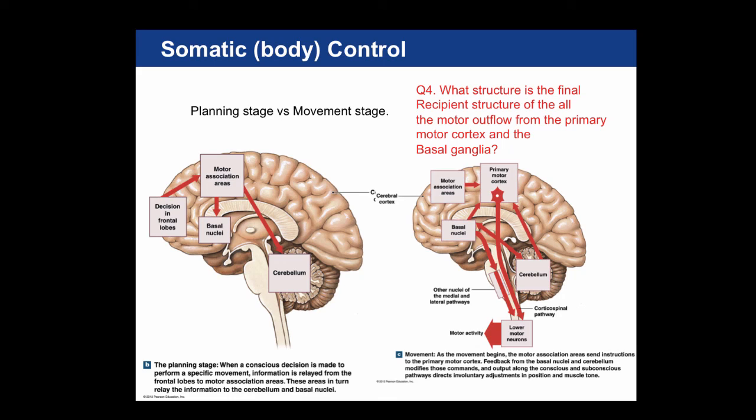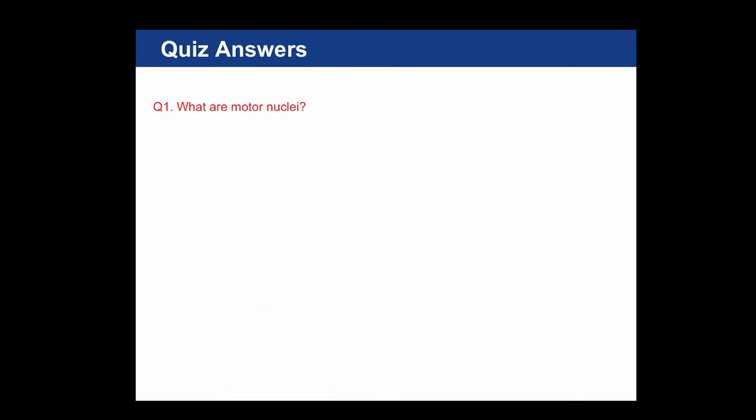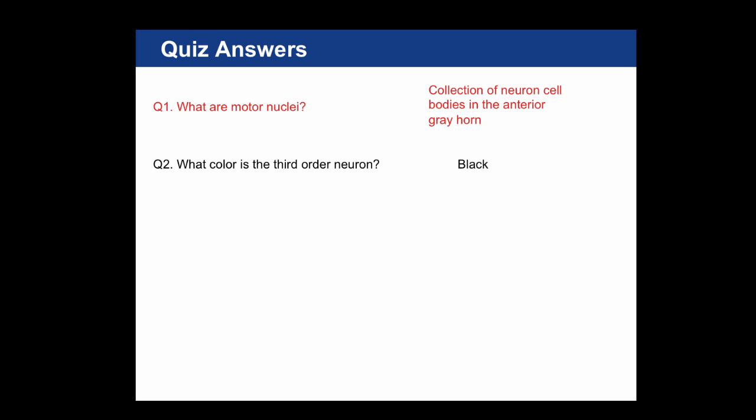Okay, onward we go. So, the first question we asked several slides back is, what are motor nuclei? And the answer is, they're a collection of neuron cell bodies in the anterior gray horn. Give yourself 2 points if you got that correct. The second question is, what's the color of the third order neuron? You go back to that very first one. The third order neuron was the color black. It went from the thalamus up to the cortex.